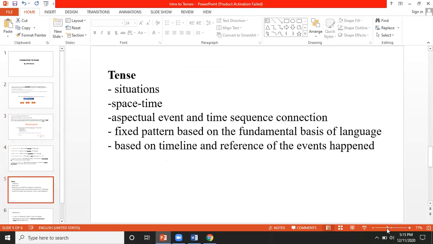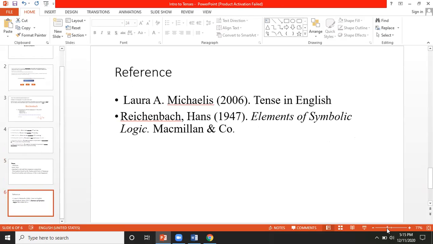So tense locates situations, marks the space-time analogy, that is the timeline containing past, present, future, and brings out the reference times, sequential events, and timeline of the events. It is in close connection with aspect. Event and time sequence follow a fixed pattern based on the fundamental basis of language, marked based on timeline and reference of the events that happened. So yeah, this is my reference.